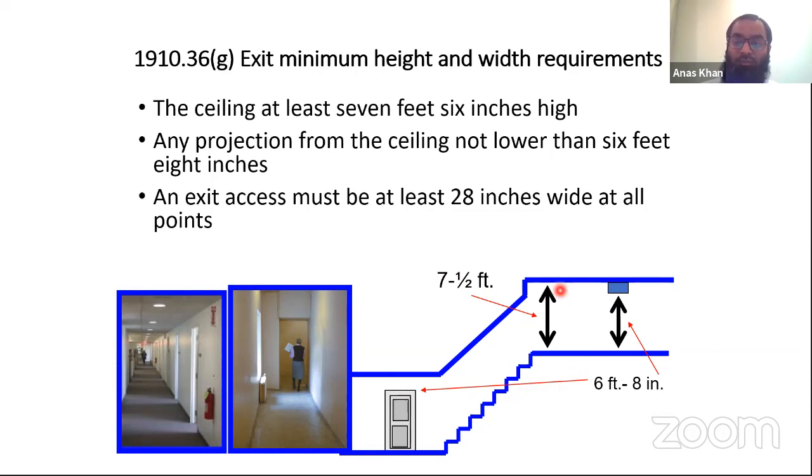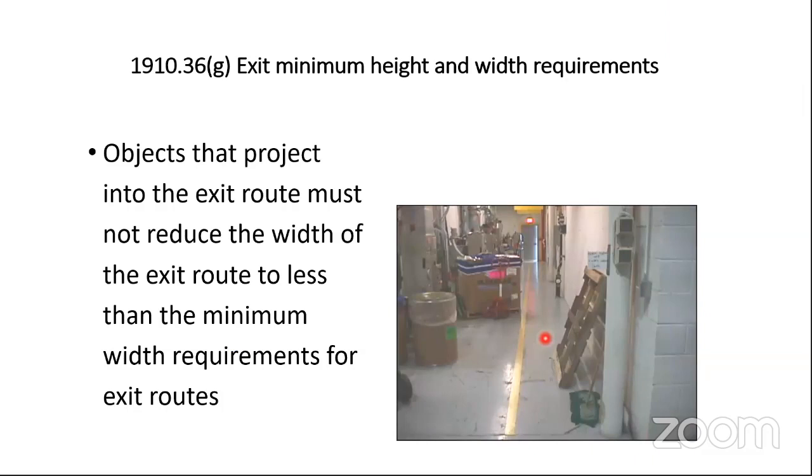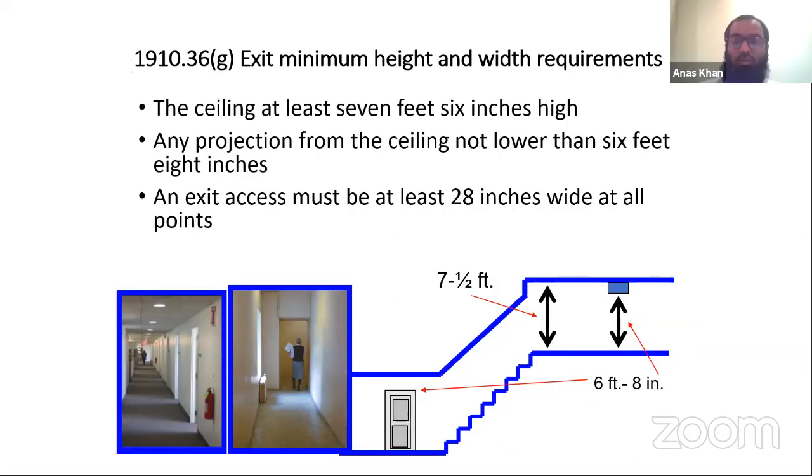Clear? Can you repeat it again, please? Simple. Can you see my pointer? If you are coming from here, this is your room, this is your first floor, and you are going down. At any step, from this step up to your roof, the height must be 7.5 feet.